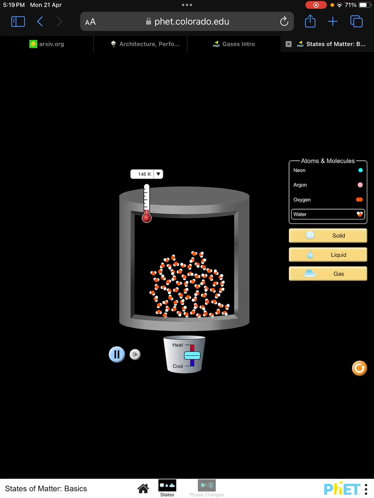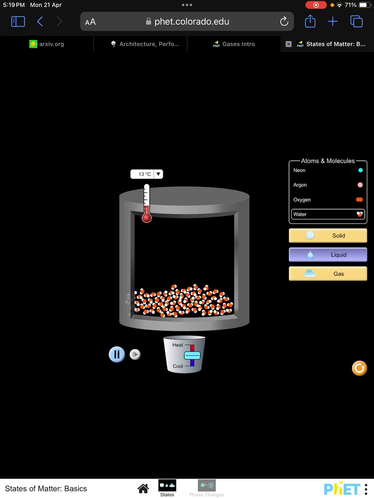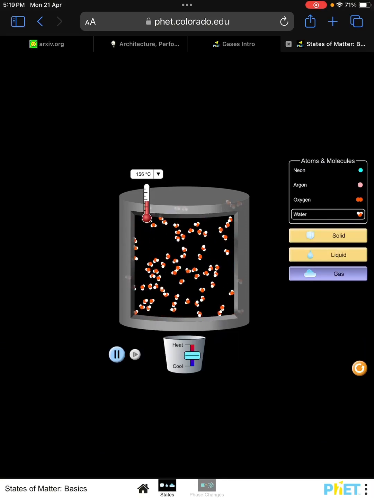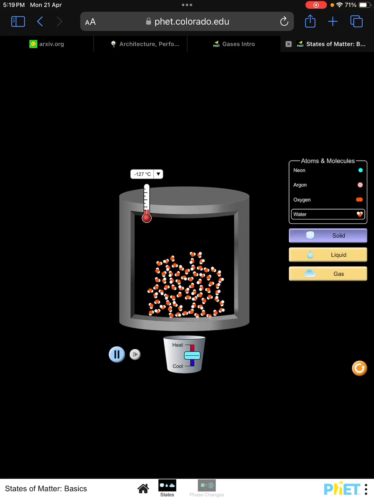this simulation. So in this simulation, we see water, which is frozen because the temperature is 146. Let's turn it into Celsius actually for now. So it's minus 127 Celsius. So we see how this is actually a solid, okay? We can also turn this into liquid. So this is 13 degrees Celsius, and into a gas, okay?